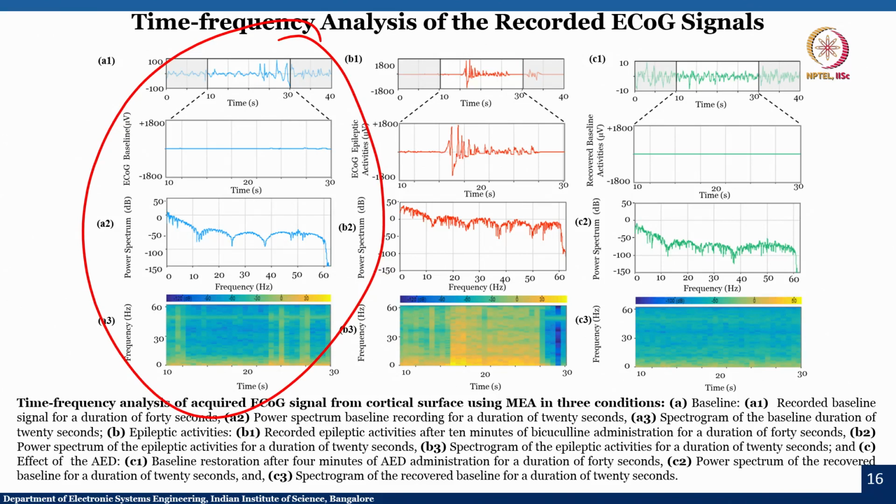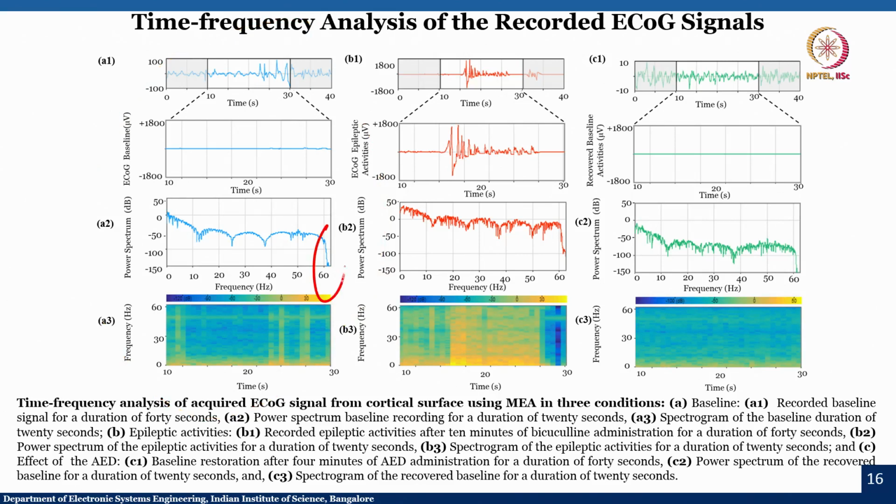Another thing that you need to see is that there is a dip after 60 hertz frequency. That is because we are using OpenBCI here, which is limited to 125 hertz, and the half is about 60 hertz.